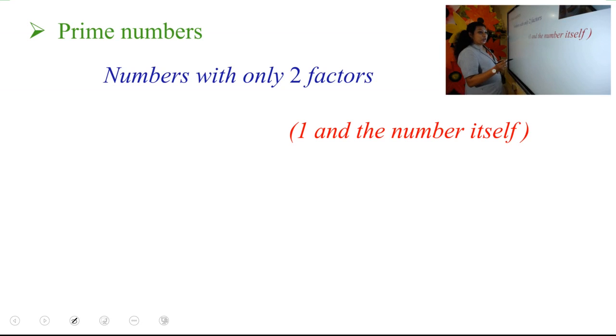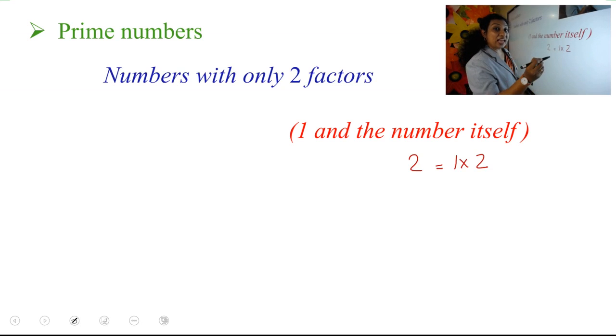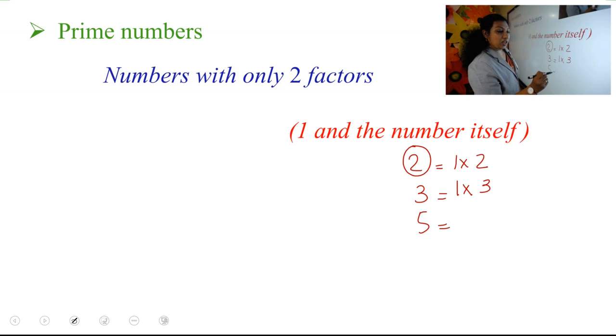Now 2, when you take 2, 1 into 2 is 2. No other multiplication table you can see the answer 2. Isn't it? Then 3, there also 1 into 3. 4, many others: 1, 2, 4. Then 5, 1 into 5 is equal to 5. 6, 1 into 6 is 6. 2 into 3 is 6. So 1, 2, 3, 6 are the factors. Now 7, 1 into 7.